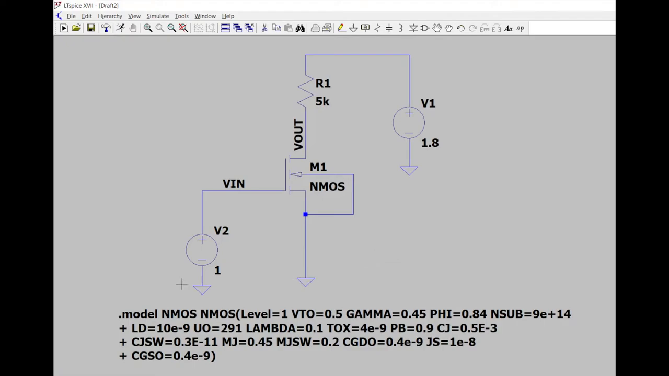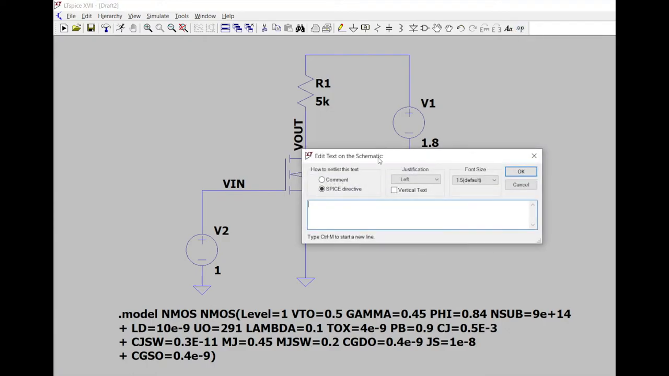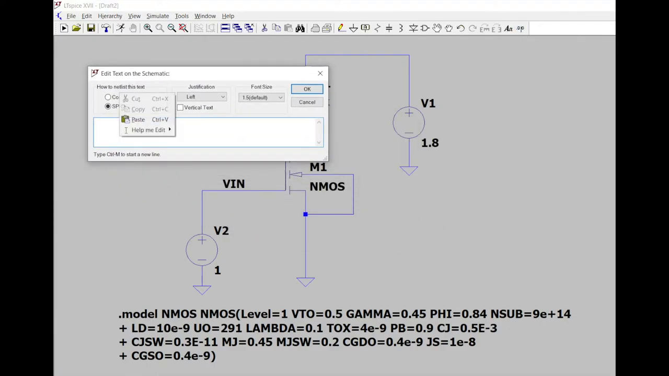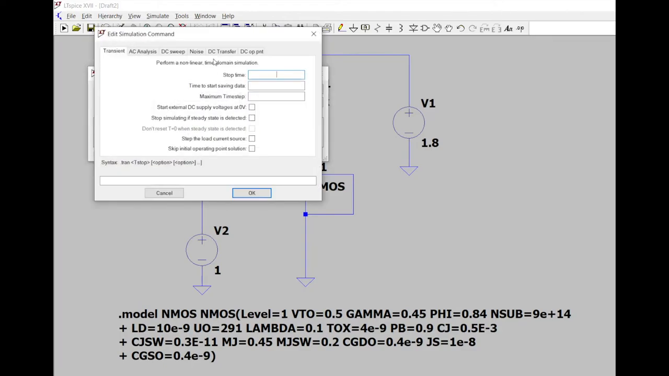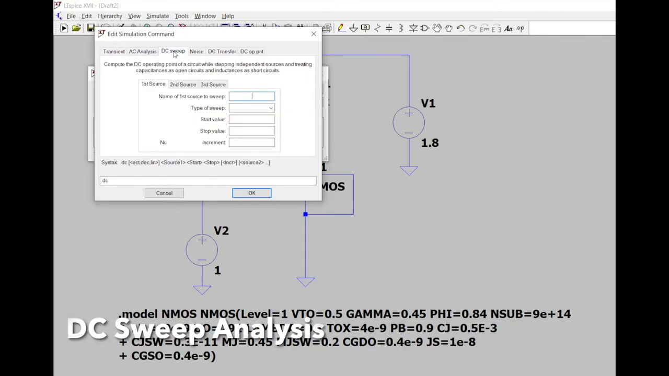In the simulation, we are going to sweep this voltage from 0 to VDD. So go to SPICE directive, and again right click and edit. So we are going to do this DC sweep analysis. This DC sweep analysis is basically like the DC operating point analysis. The only thing is that I'll be varying one voltage. In the operating point case all voltages were constant, but here I will be sweeping.